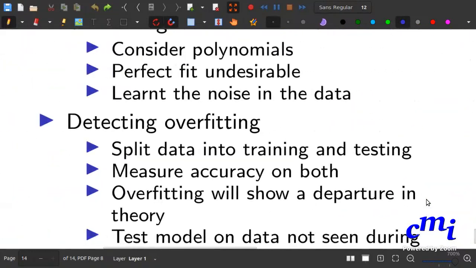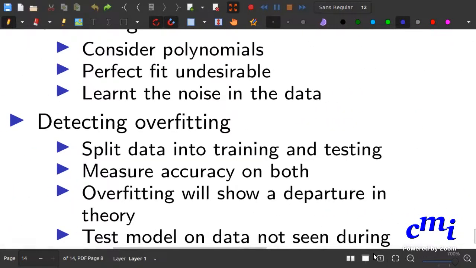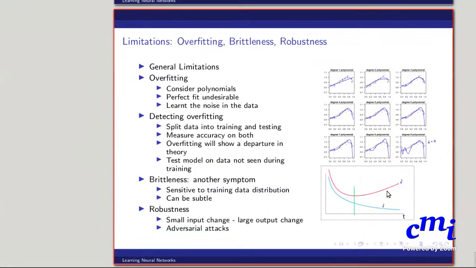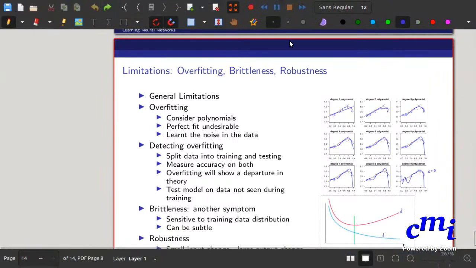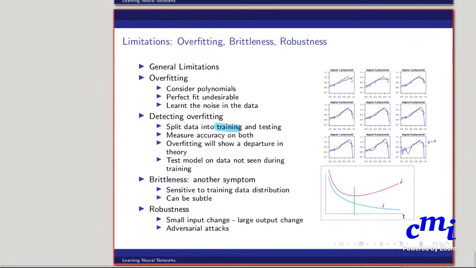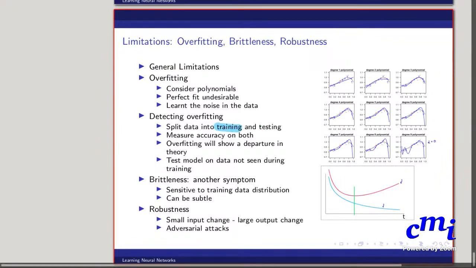So the question really becomes, how do we detect overfitting, right? Okay, fine, this is something that can happen, but what do we do when we're training a network to detect overfitting? The idea is that detecting overfitting takes two things. Firstly, we would want to split our data set into two parts: a training data set and a testing data set, right?